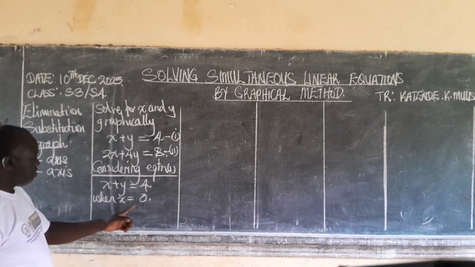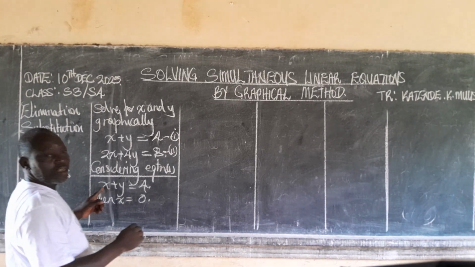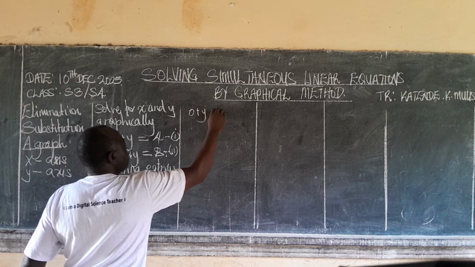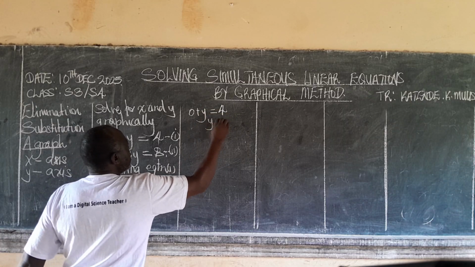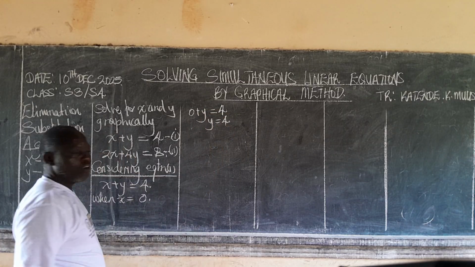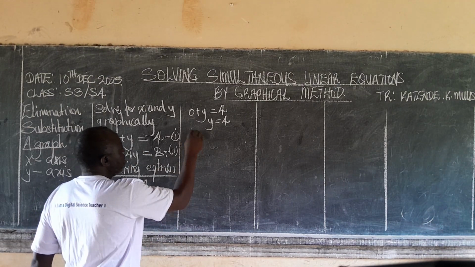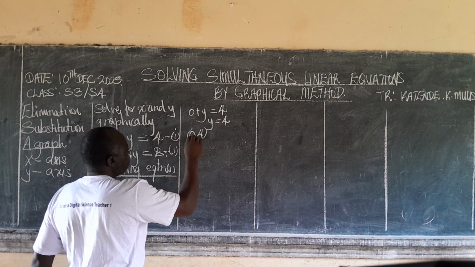When x equals 0, this means that we're substituting 0 here and we're going to say 0 plus y equals 4. Therefore, y equals 4. Therefore, the first cut is going to be (0, 4).